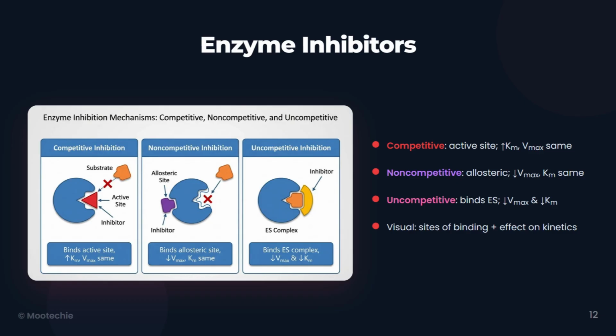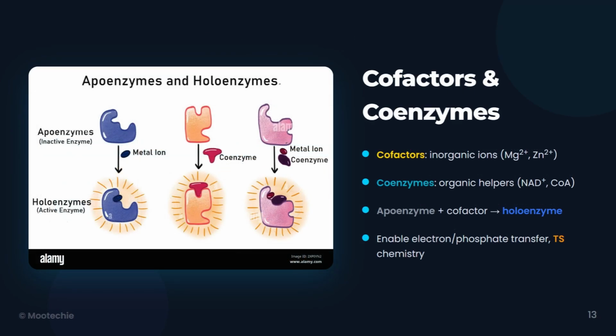Now, let us look at apoenzymes and holoenzymes. An apoenzyme is the inactive protein portion. To become active, it often needs helpers called cofactors, which are inorganic ions like magnesium or zinc, or coenzymes, which are organic molecules like NAD+ or CoA. When an apoenzyme binds its necessary cofactor or coenzyme, it becomes a complete active holoenzyme. These helpers enable crucial functions like electron transfer or chemical group transfers.